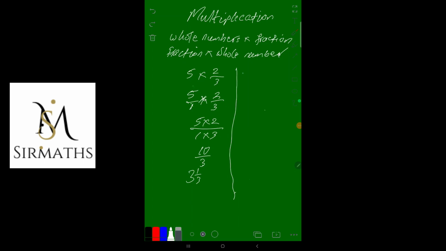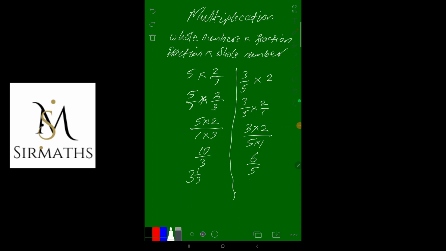If we have 3 over 5 times 2, we write this and say 3 over 5 times 2 over 1. What are we doing? We are multiplying a fraction with a whole number. And so we now have 3 times 2 over 5 times 1. And 3 times 2 will give us 6. 5 times 1 is 5.